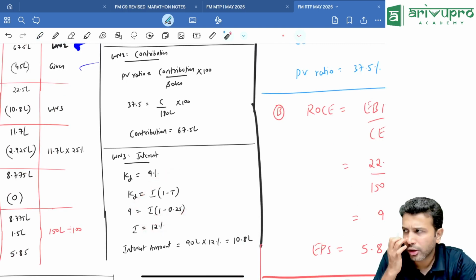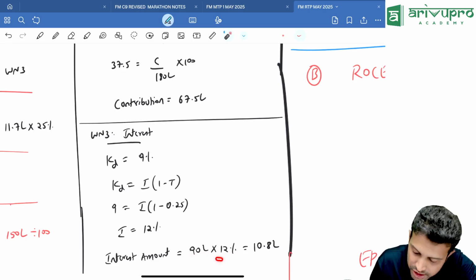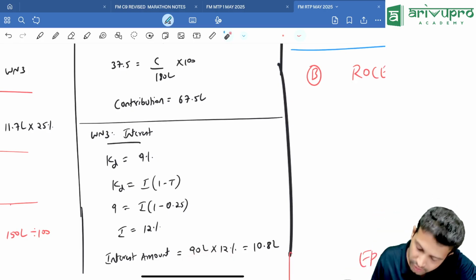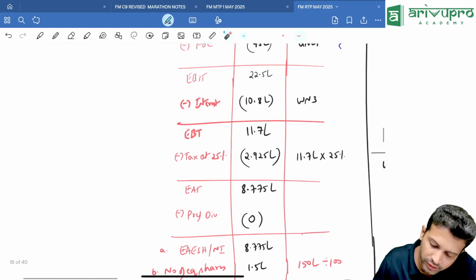12 lakh. Now, can you find out the interest amount? Yes. Debt is given in the question to be 90 lakh. Interest rate, we have got it just now to be 12%. How much is the interest amount? 10 lakh 80,000. Now, go ahead and put it in the income statement.